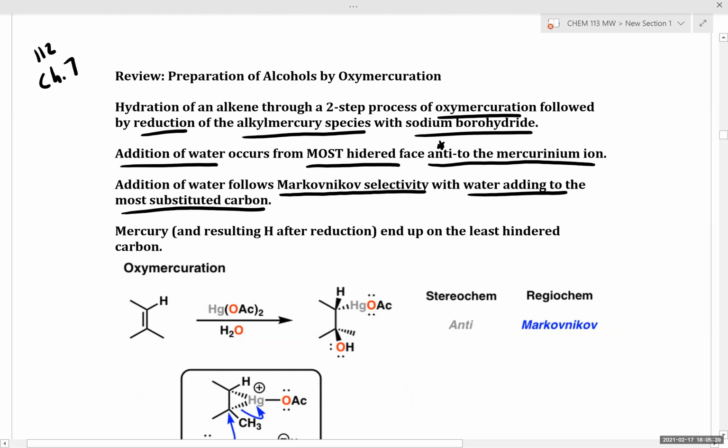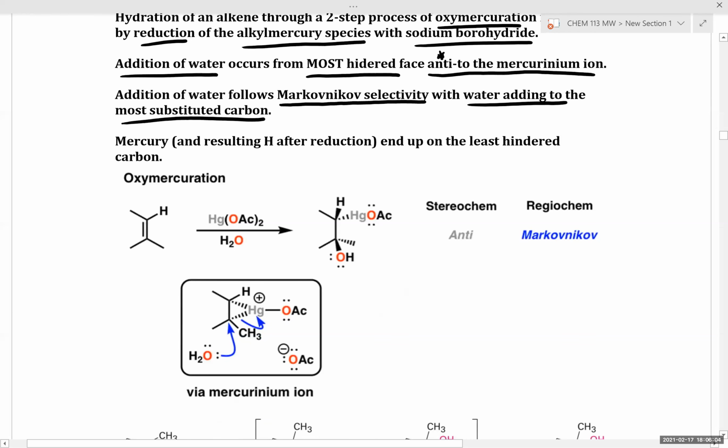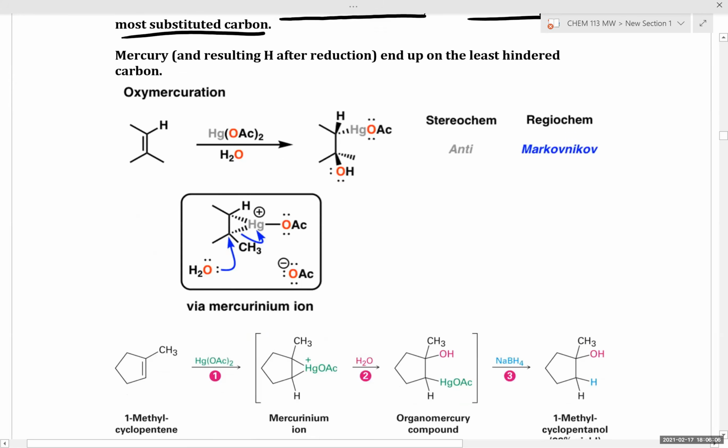I always like to think of mercury as an atom that really, really hates steric hindrance. Mercury wants to be on the least hindered, least substituted carbon. So our oxygen atom, our water, will add to the most substituted carbon from the most hindered face. So oxymercuration follows a two-step mechanism.